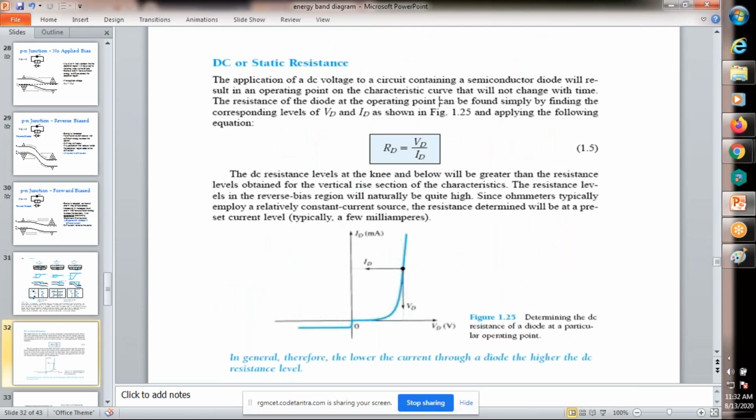That is about the energy band diagrams of PN junction, as well as we covered semiconductors, N-type and P-type. Now another important topic is resistance. What is the resistance offered by a PN junction diode? Already we studied the VI characteristics of a PN junction diode. It looks somewhat like this.